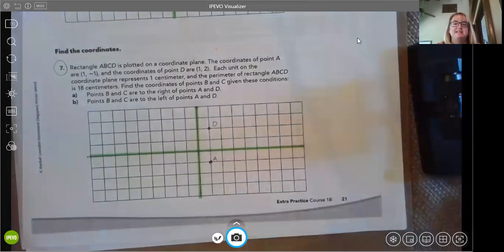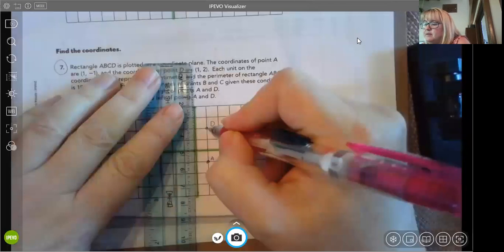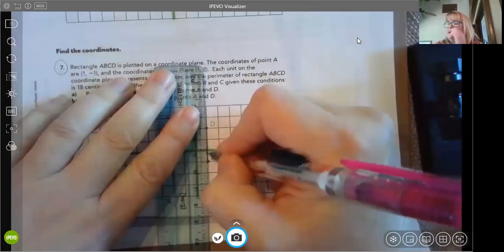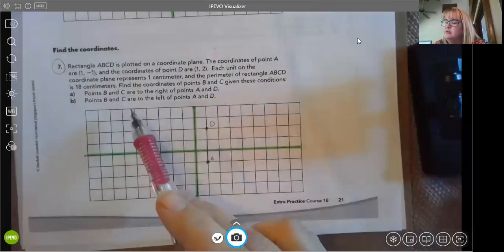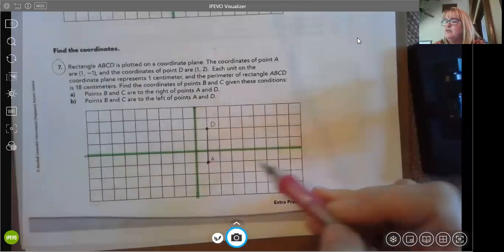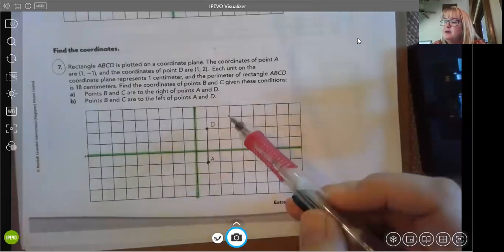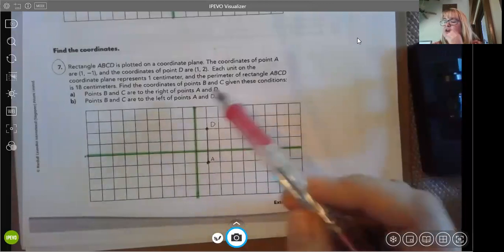Okay, points B and C. So we are making a rectangle. Now, what do we know about a rectangle? We know that opposite sides are the same length. So the top and bottom are the same length. The two sides, left and right, are the same length. Okay, I know that this is part of it. We know that we need to make a rectangle. Okay, so it says points B and C are to the right. So we're going to put points B and C over here someplace so that the perimeter is 18.